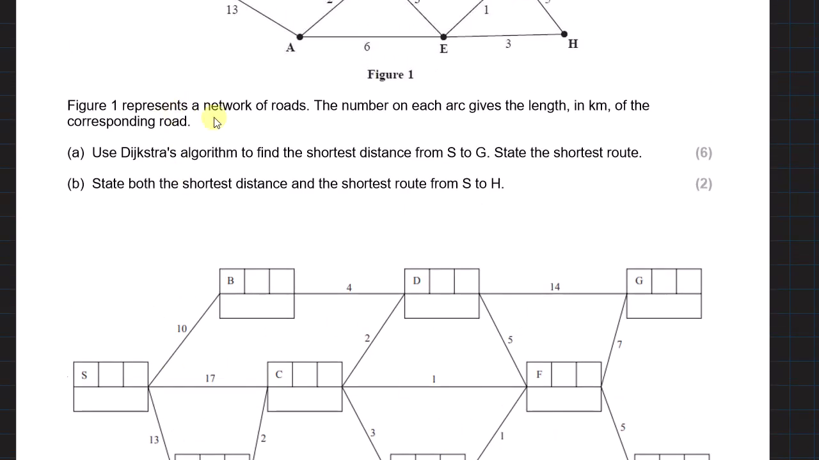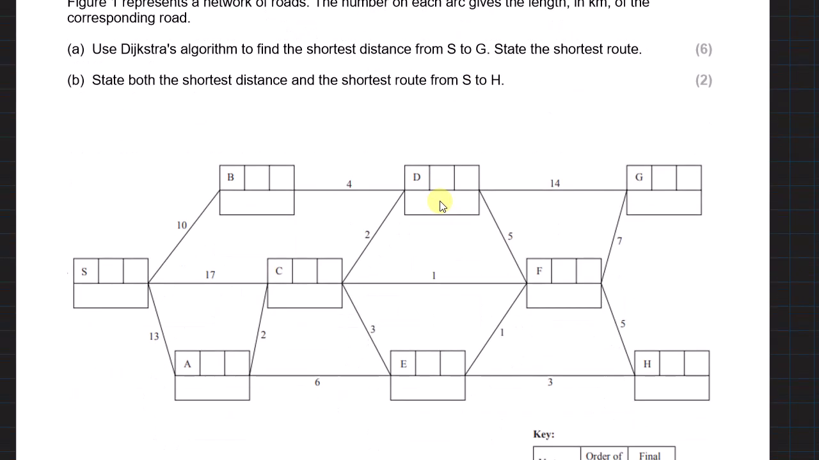This represents a network of roads. The number on each arc is the length in kilometres. Use Dijkstra's algorithm to find the distance from S to G, stating the shortest route. State both the shortest distance and the shortest route from S to H. So let's go first of all for the first one.